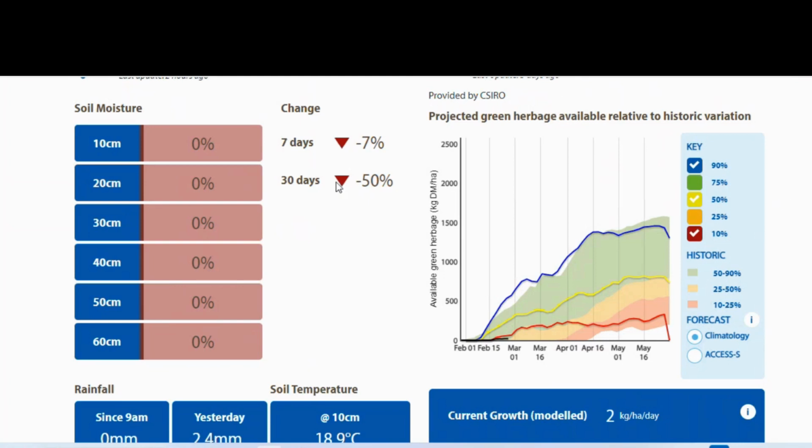These little arrows are telling you what's happened to soil moisture over the last 7 days and last 30 days. This probe hasn't been in the ground for 12 months yet. Once it goes past 12 months, you'll get what's happened a year ago. So basically, the probe's telling us at present it's registering no available plant moisture at the various levels.